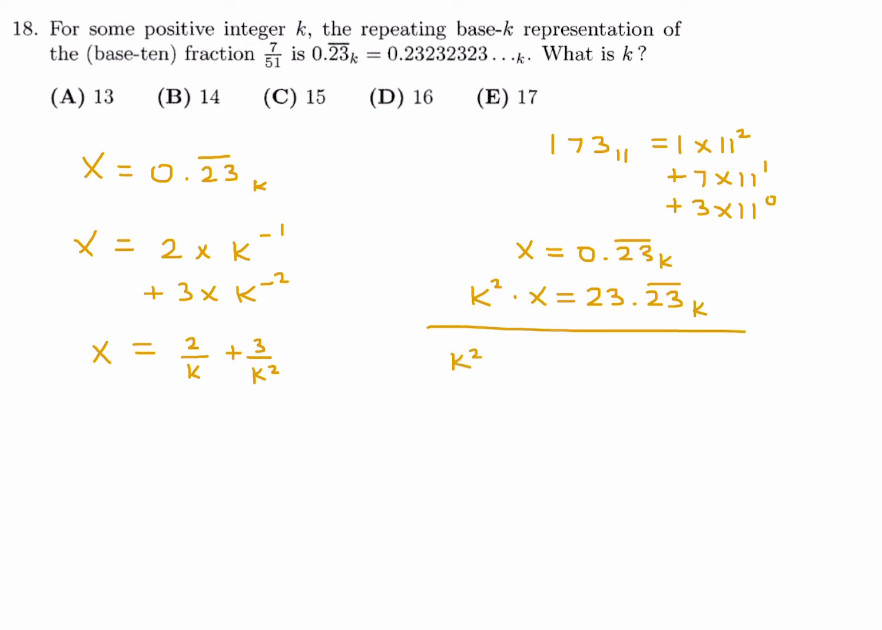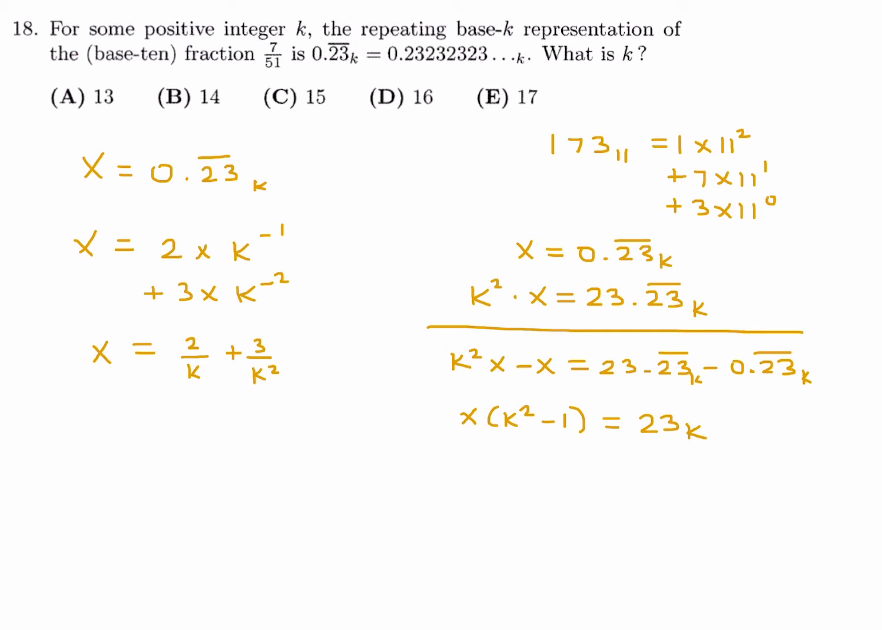So I've got k squared x minus x, and this would be 23.23 repeating minus 0.23 repeating, and these are base k. If I factor out an x here, I get k squared minus 1. And this wipes out all of the decimals from both of them, so it just becomes 23 in base k.